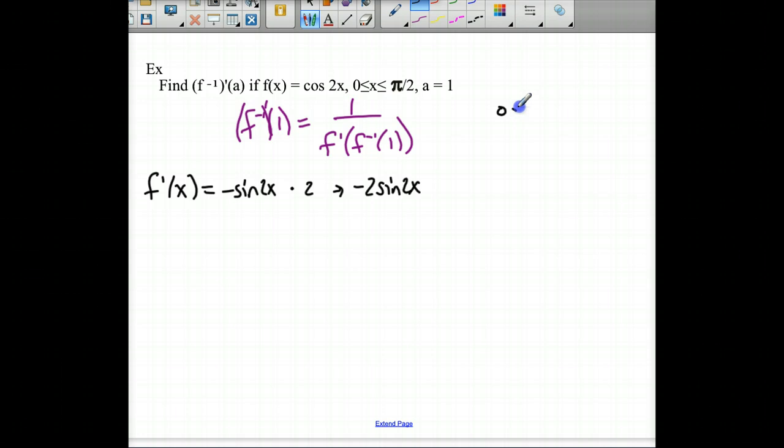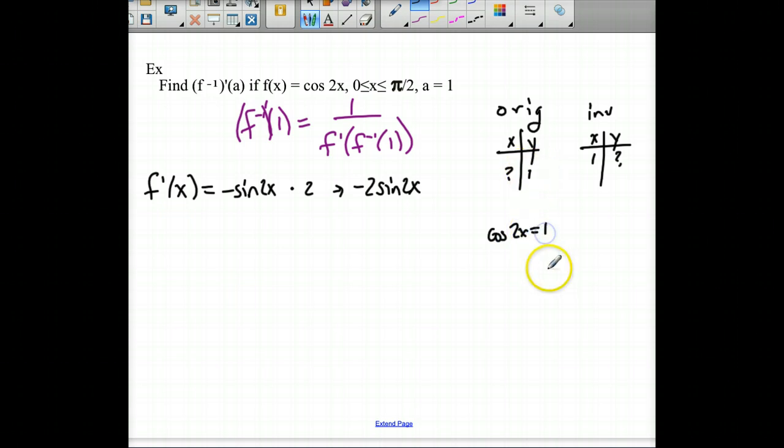Okay, we also need to talk about the original function, their x and y, and the inverse functions, x and y. The x we want to plug into our inverse function is 1, so that's going to be the y value of our original. So I need to find this, which will help me find that, because that's what I really want. So where does cosine 2x, the original function, have a y value of 1?